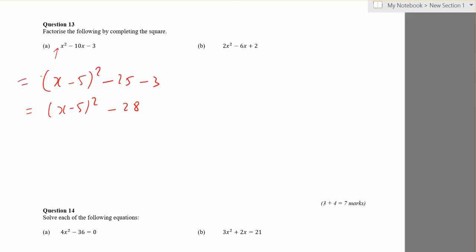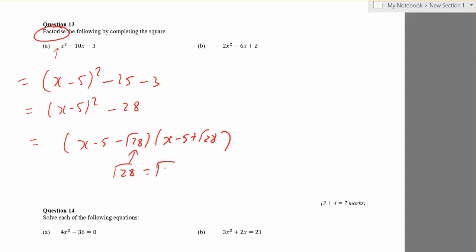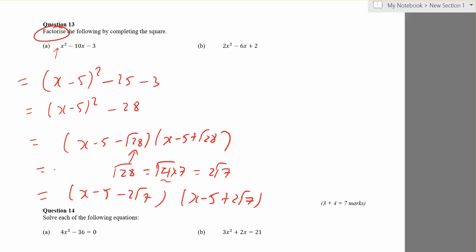Now I'm going to use dots because it says factorize the following by first completing the square. So factorize means put it in brackets. So x minus 5 minus root 28, x minus 5 plus root 28. Now, root 28 can be simplified because root 28 is the same as root 4 times 7. That's a square number. That's great. You can take it out. 2 root 7. So x minus 5 minus 2 root 7, x minus 5 plus 2 root 7. Now, as a methods student, I am expecting you to simplify all your surds. So don't leave that as root 28, please.